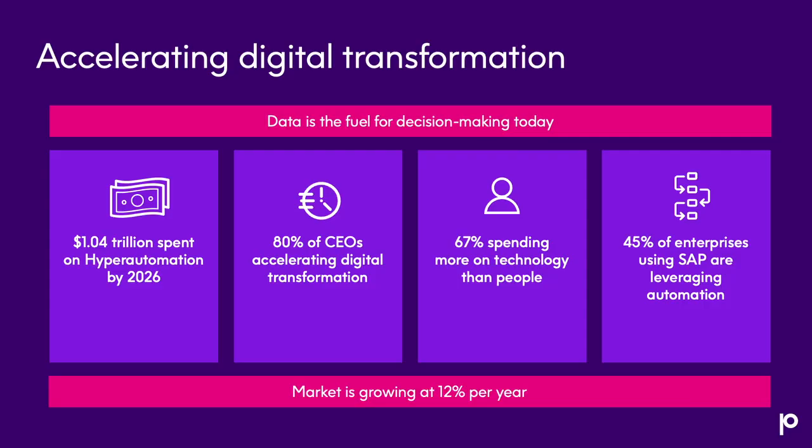When we look at the broader market and some of the things that are happening with digital transformation, ultimately it all comes down to data. Because data has become the fuel that's driving our decision-making today. And digging into how we are creating and managing that data, in the automation context, Gartner estimates that by 2026, we will have invested over $1 trillion in hyperautomation. Hyperautomation is a huge market and it's growing very quickly. And the fastest growing part of it is process automation, which they estimate is growing at about 12% a year. So large market, growing very quickly.